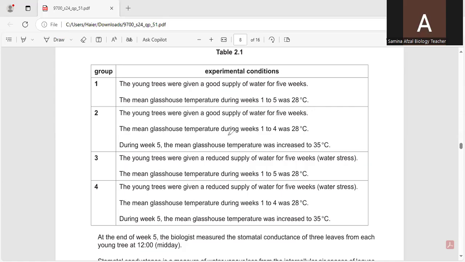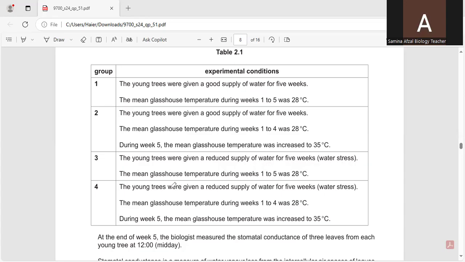The mean glasshouse temperature during weeks 1 to 4 was 28 degrees centigrade, whereas during week 5, the mean glasshouse temperature was increased to 35 degrees centigrade. It means only for 1 week the temperature was increased from 28 to 35 degrees centigrade in group 2. In group 3, the young trees were given a reduced supply of water for 5 weeks.